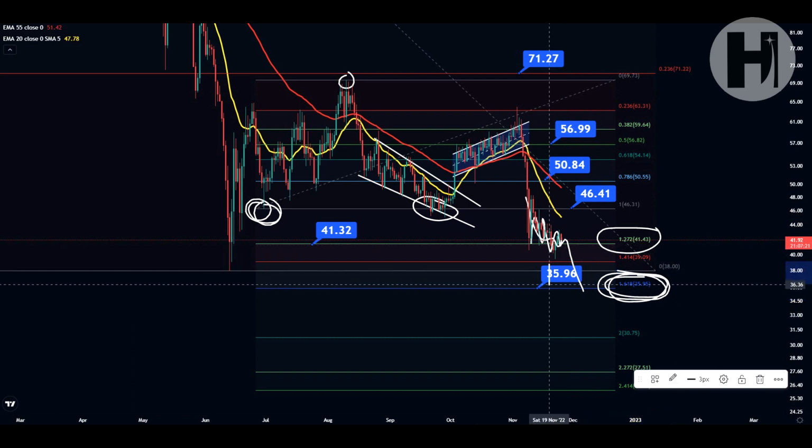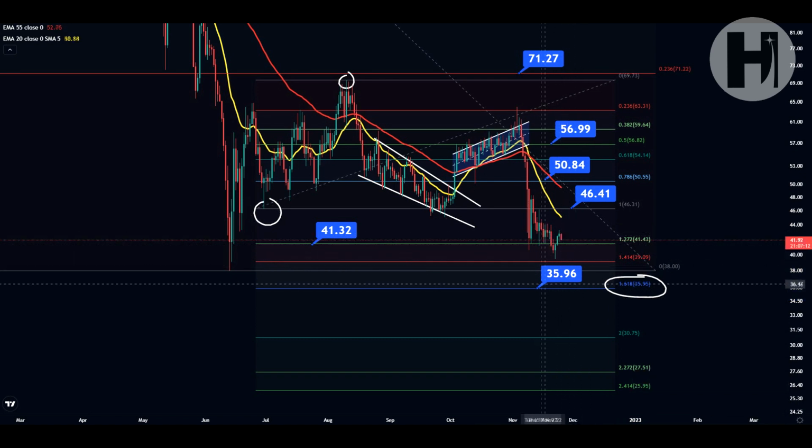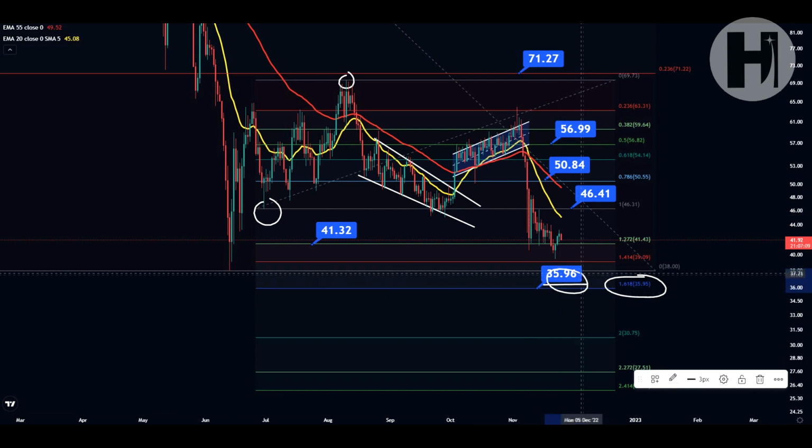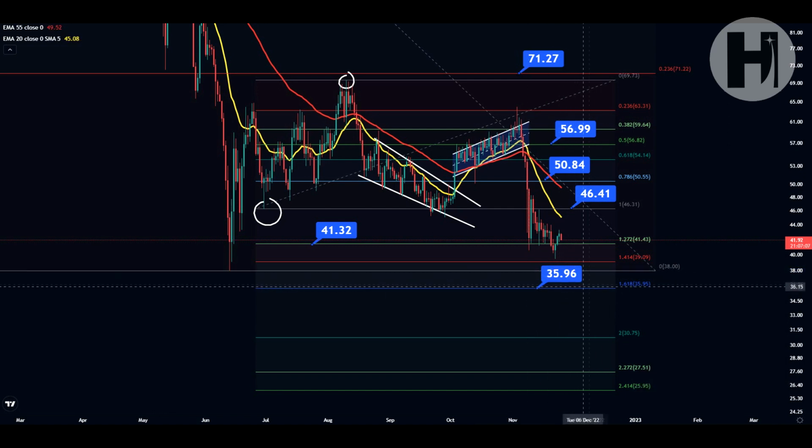even if we have a very quick, brief wick down and a retracement to the upside very quickly, which usually happens for altcoins. I would still have my buy limit order set up around this area at $36, $35. I think that's a great entry for Elrond.